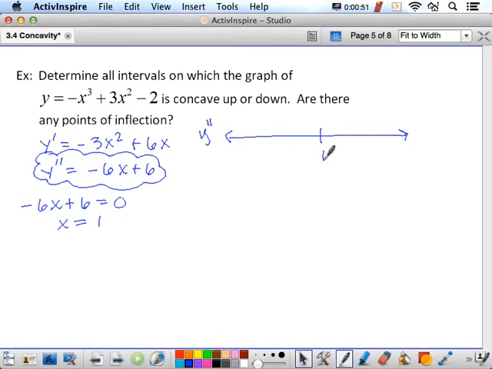And if we substitute in 0 to the second derivative right here, we get positive 6. And if I substitute in 2, I get negative 6. So it looks like it is concave up for the first part and down for the second part.